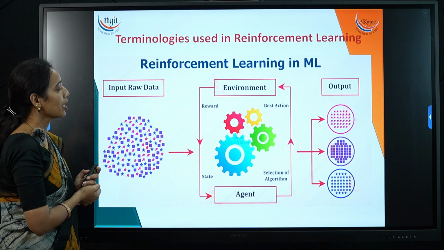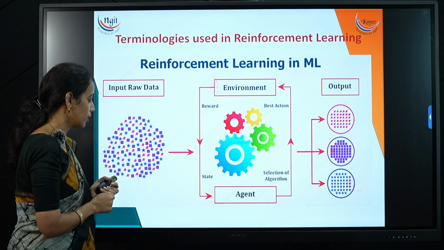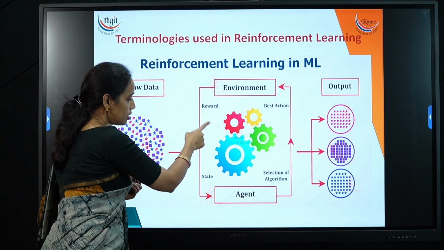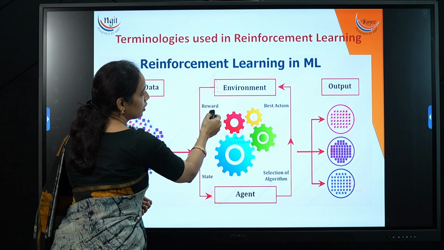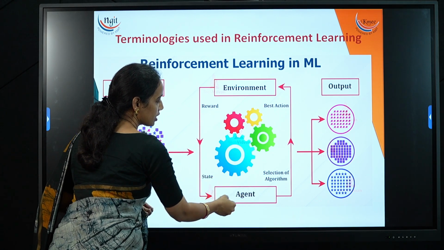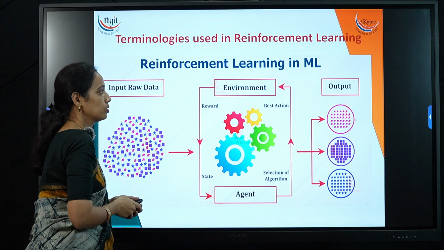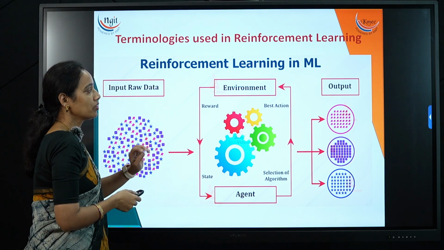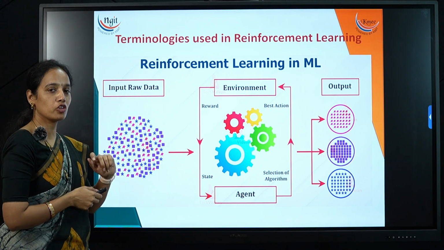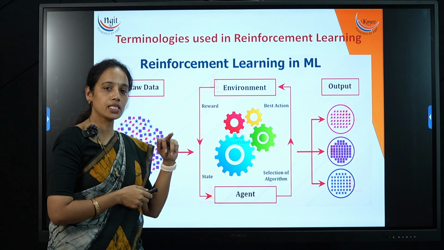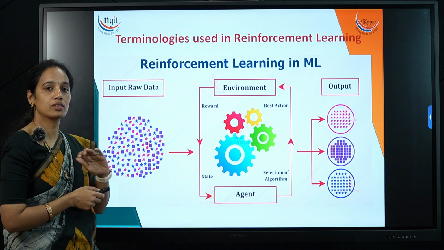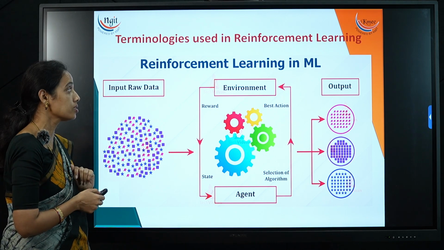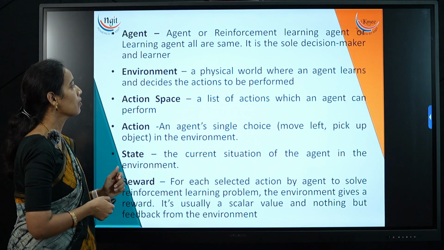Now see the terminologies used in reinforcement learning. One is the environment, and in this environment we have reward, action, selection of algorithm, agent, and state. These are some of the terminologies. Whenever we remember reinforcement learning, we should remember: agent, action, state, policy, reward, punishment, and environment. These are the terminologies related to reinforcement learning. Let us see one by one what they are.